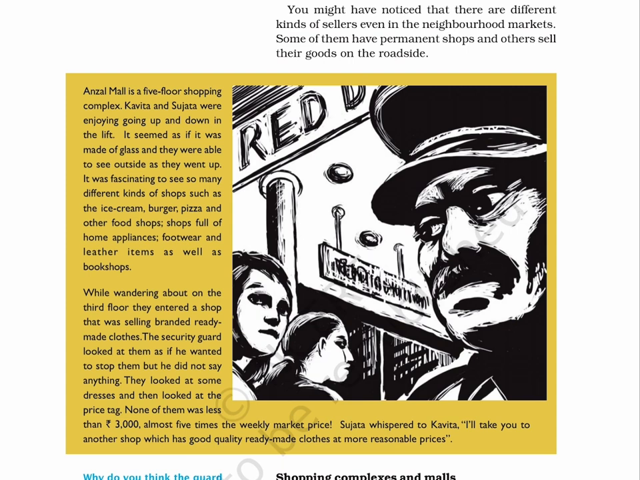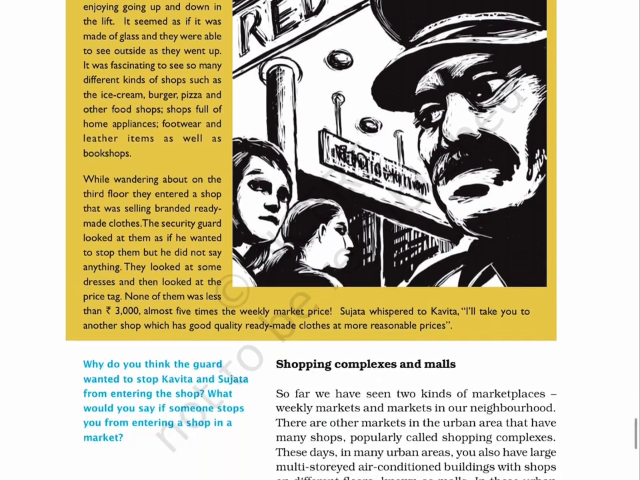While wandering about on the 3rd floor, they entered a shop that was selling branded, ready-made clothes. The security guard looked at them as if he wanted to stop them, but he did not say anything. They looked at some dresses and then looked at the price tag. None of them was less than rupees 3,000, almost 5 times the weekly market price.